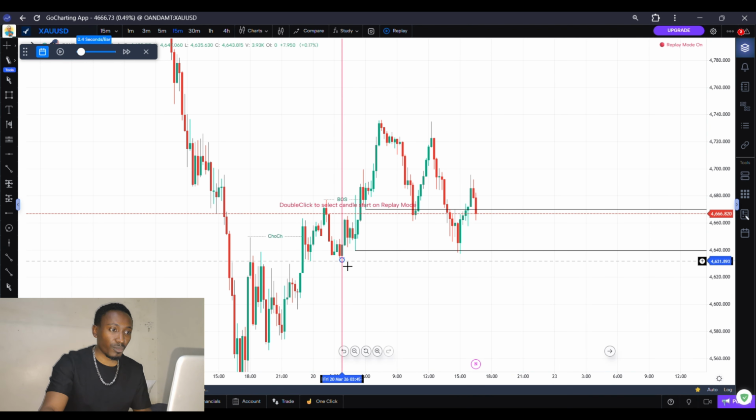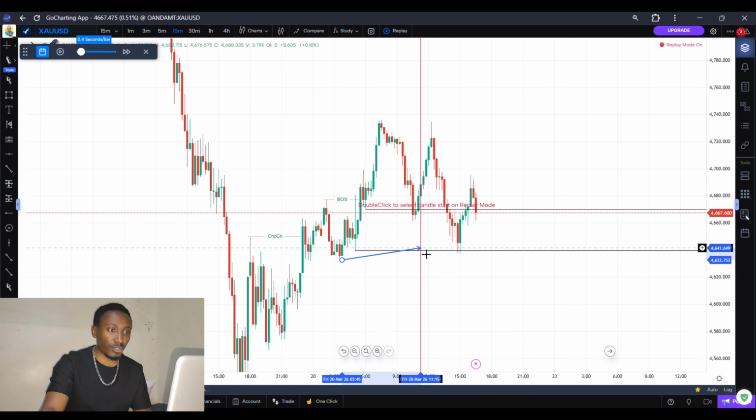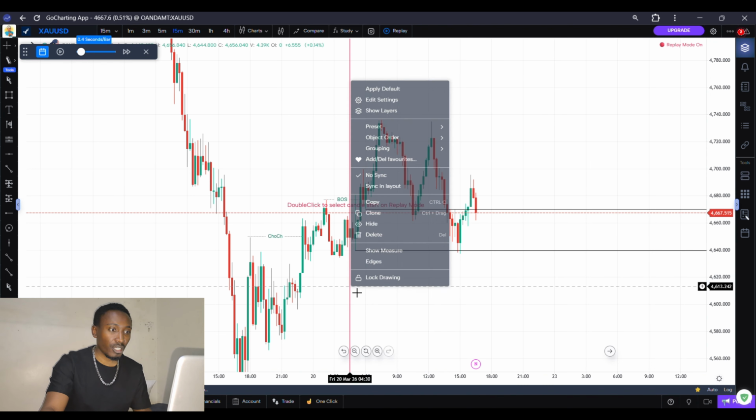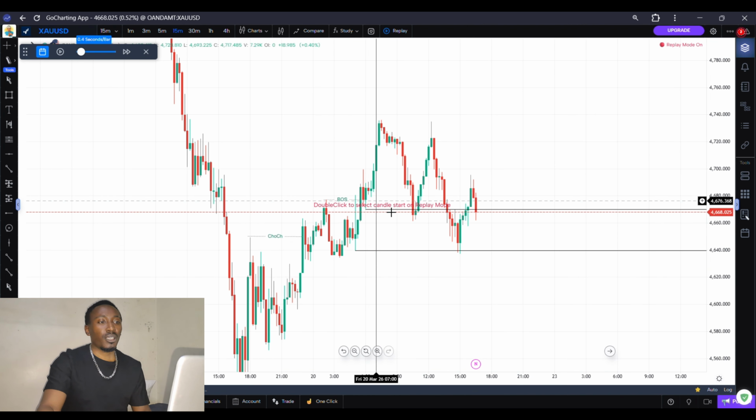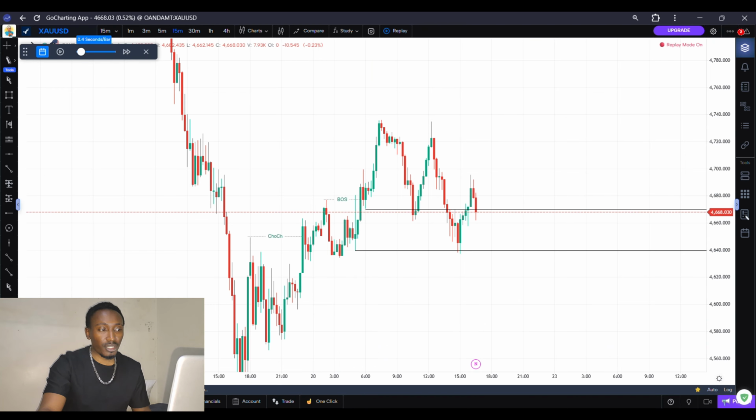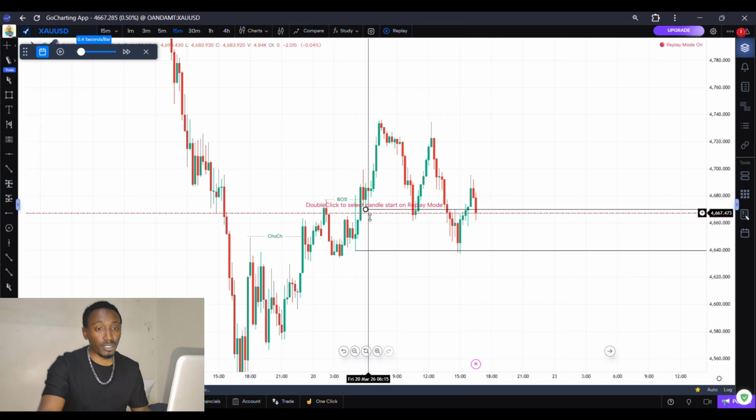Okay, from here to here, this is our discount zone, and this is the premium zone if you use the Fibonacci tool. I was waiting for price to come sweep out the first liquidity. As you know, after a break of structure, I mark the liquidity zones.